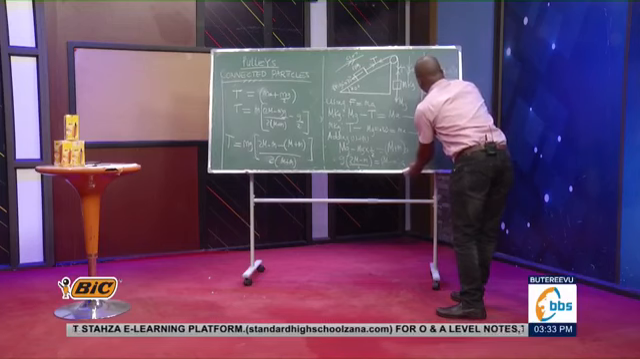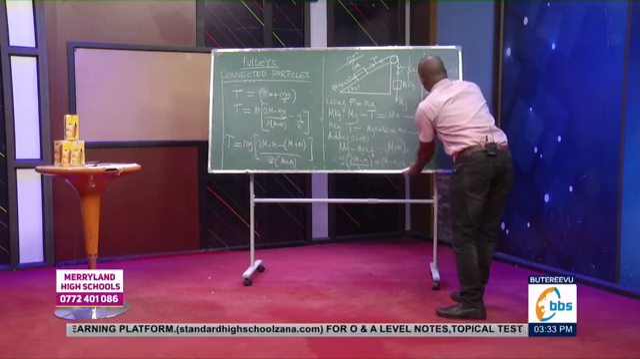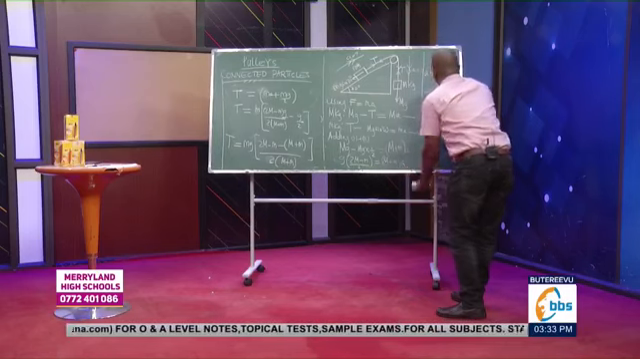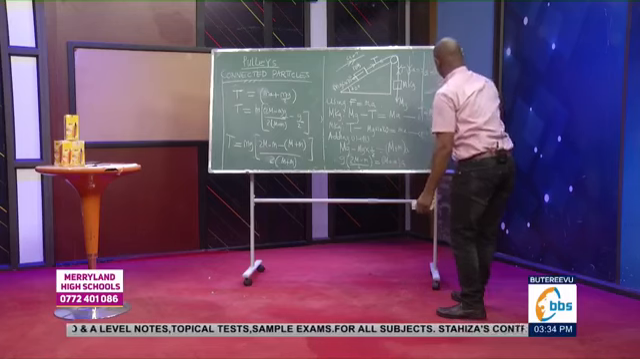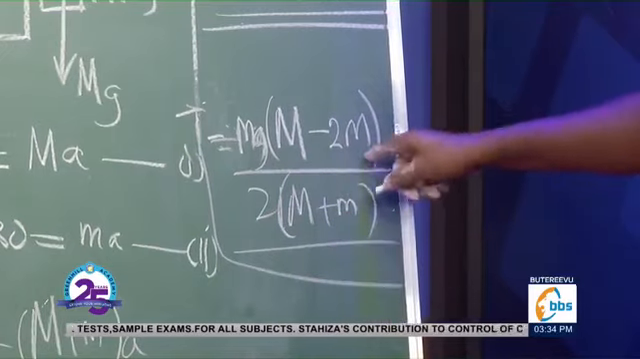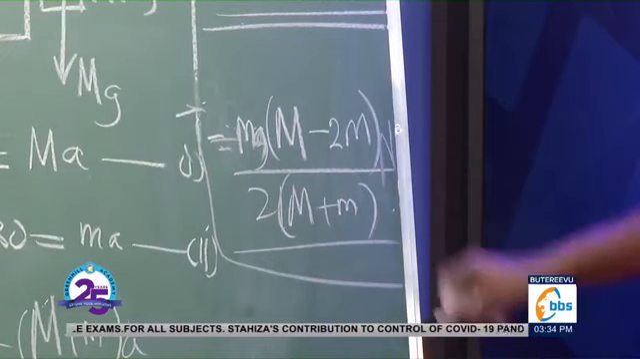Our tension will be Mg small m over the LCM, 2 into big M plus small m. This will be our tension expression. The final tension expression would be given by this, of course, in newtons.